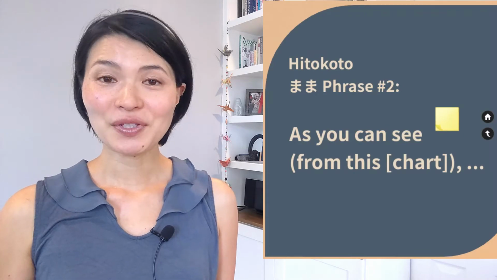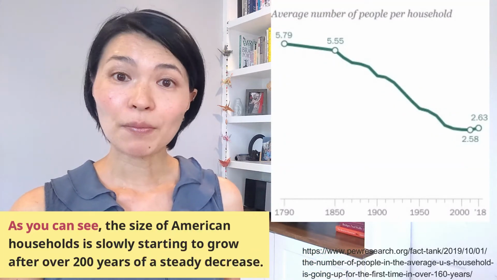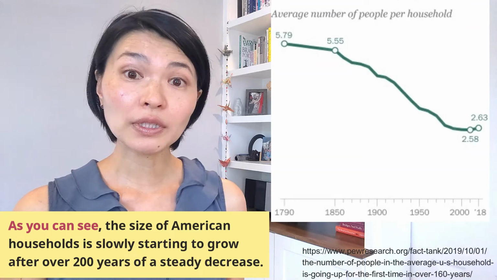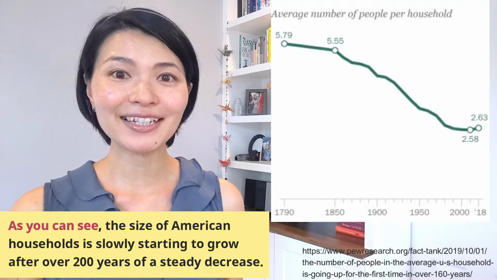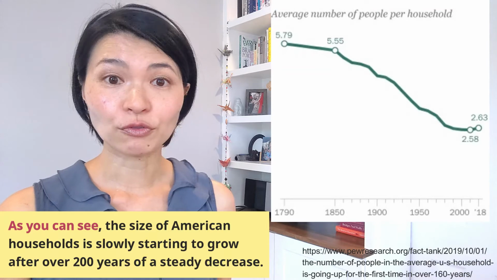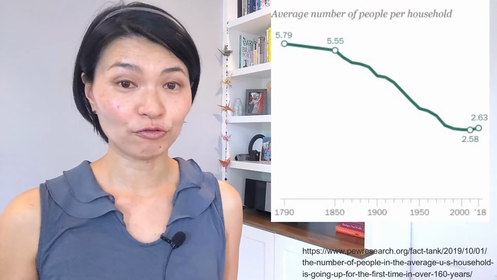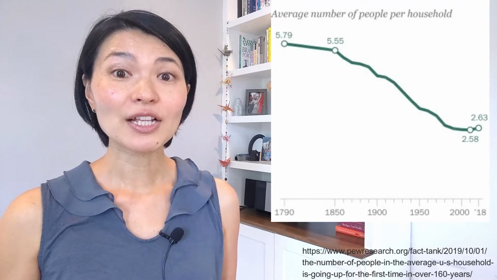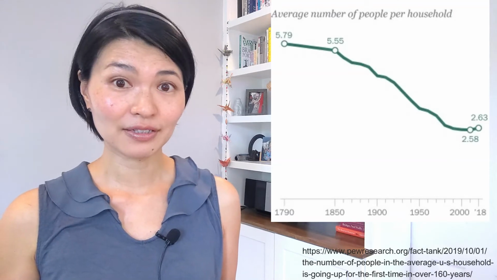Let me show you how to use it with an example. Do you see the graph on the screen? As you can see, the size of American households is slowly starting to grow after over 200 years of a steady decrease. Because I already said, do you see the graph? I decided not to say, as you can see from this graph, and just said, as you can see, because it would have sounded kind of repetitive.